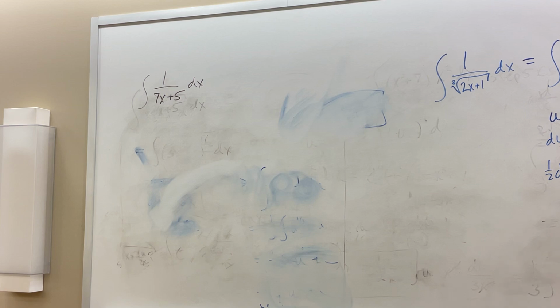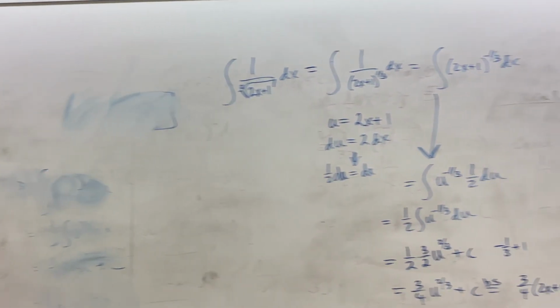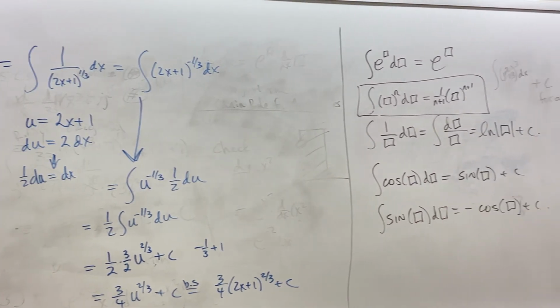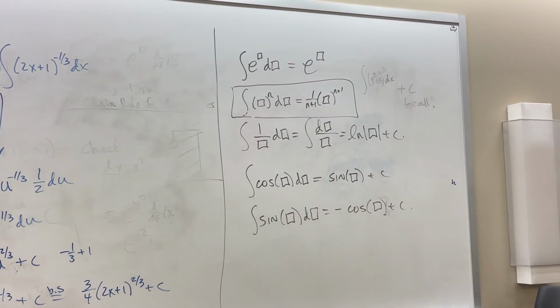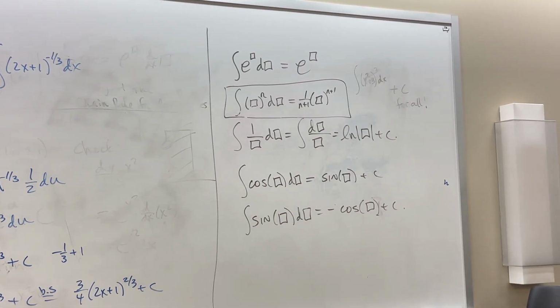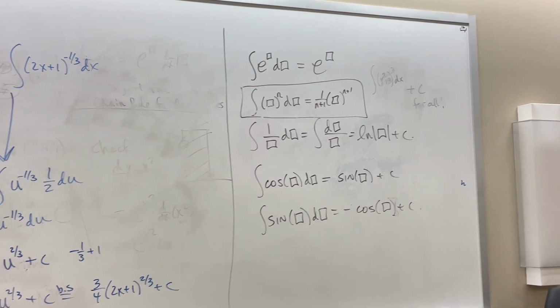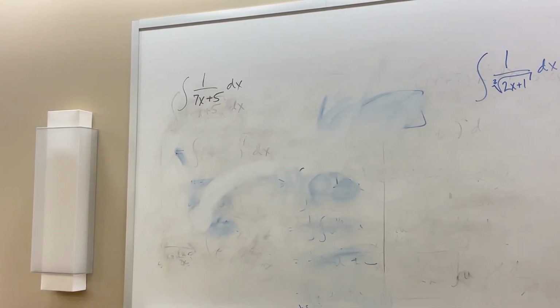Take control of this problem. Same thing? Not exactly. Look at your forms on the right side of the board. Decide what form it seems most like. So this one's never useful. Natural log. It's natural log.